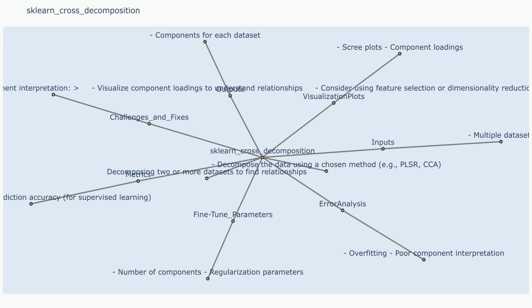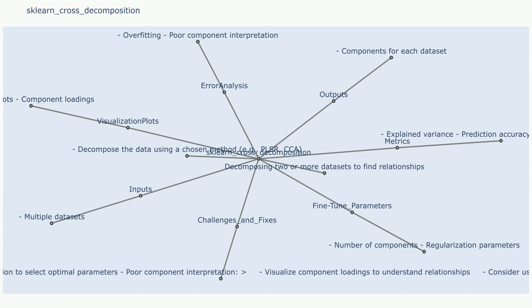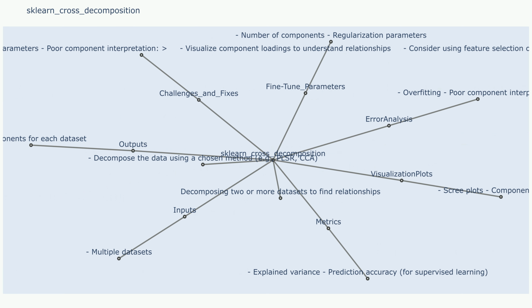sklearn cross-decomposition. Description: cross-decomposition methods in scikit-learn aim to extract relationships and common variations between two or more datasets. These methods are particularly useful when the datasets are related but not perfectly aligned. They seek to find a set of common components that capture the shared information, allowing for dimensionality reduction, feature extraction, and better understanding of the underlying relationships.